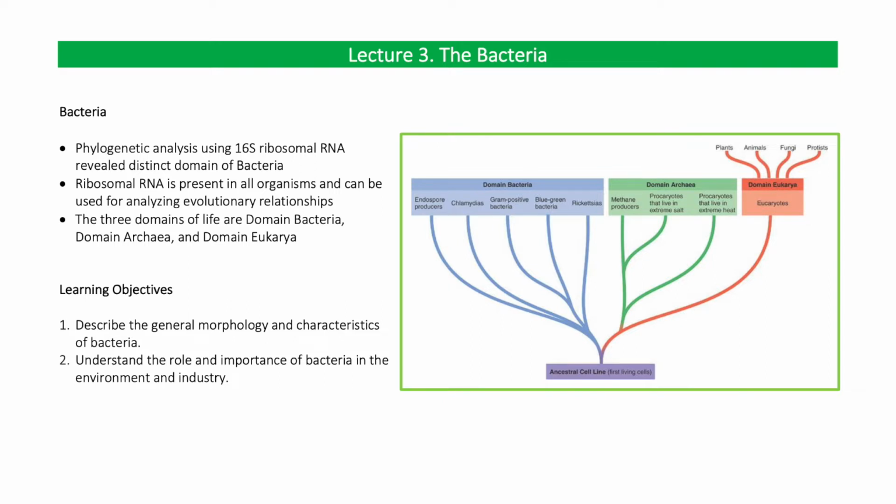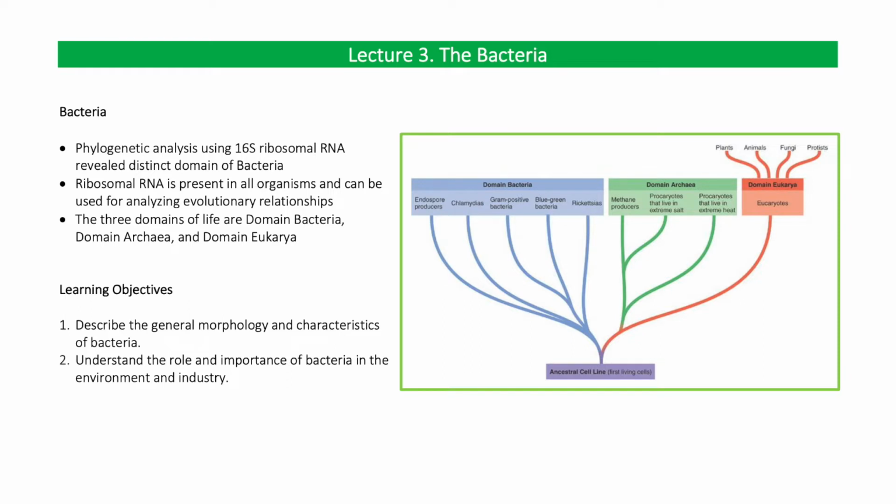Bacteria. Phylogenetic analysis, using 16S ribosomal RNA, revealed distinct domains of bacteria. Ribosomal RNA is present in all organisms and can be used for analyzing evolutionary relationships. The three domains of life are Domain Bacteria, Domain Archaea, and Domain Eukarya.